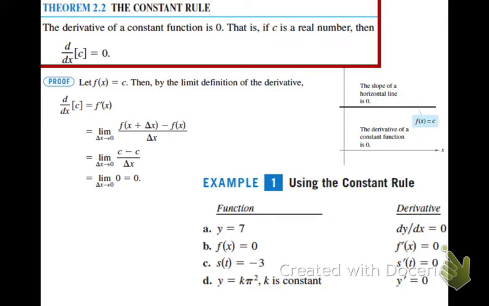So is this something that would go on the sheet? Well, the derivative of a constant is 0. That's what that says. Okay, so the constant rule: d/dx of a constant, c, is 0. The rest of it is just proofs, so don't go writing them all down.